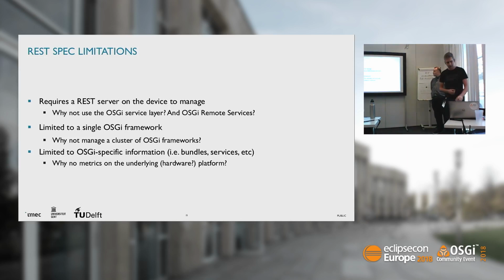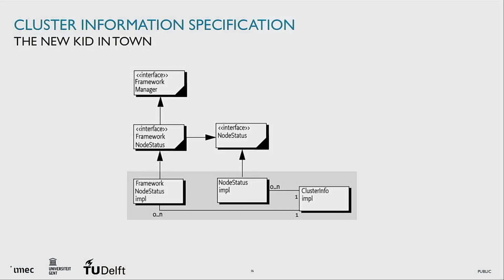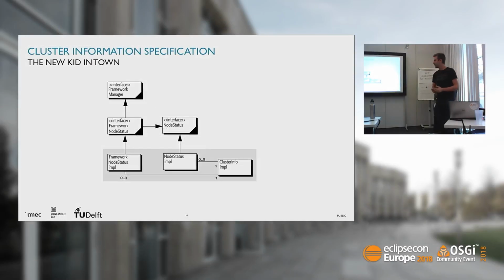So then we went for the cluster information specification, which is basically a new spec in R7. And it consists of two things. The first thing is a kind of presence service, which just says, hello, I'm here, I'm a framework. And we have two instances of that. We have node status, which can represent any entity for which your cluster information implementation knows how to query its properties. It can also be a framework node status, and the only difference is that this indicates that the node you're talking about is actually an OSGi framework. And in case it's a framework node status, it also implements the framework manager interface, which is basically a one-to-one mapping of the REST API you just saw, but as a regular Java interface.